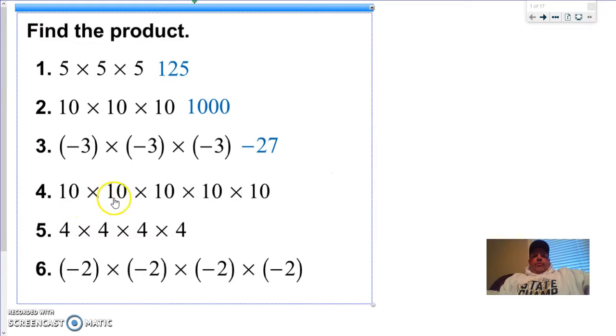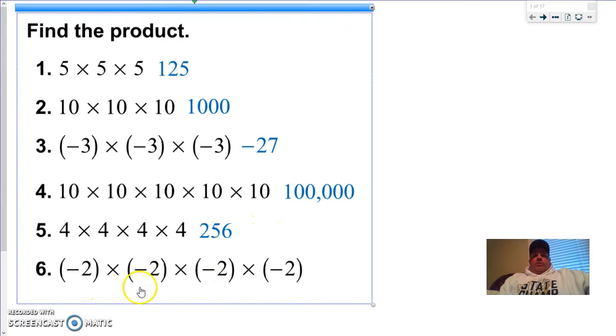10 times 10 is 100, times 10 is 1,000, times 10 is 10,000, times 10 gives us our answer of 100,000. 4 times 4 is 16, 16 times 4 is 64, and 64 times 4 gives us 256.